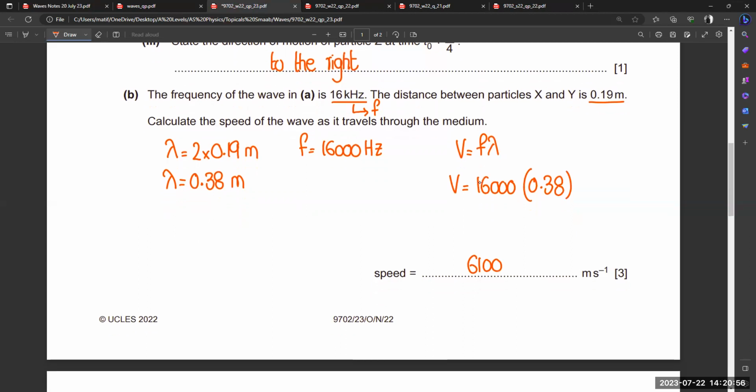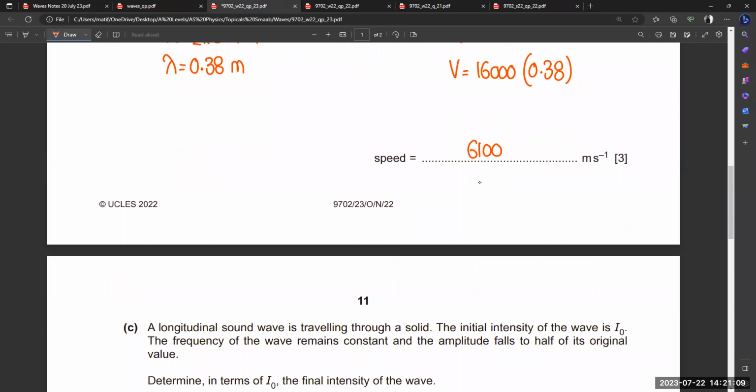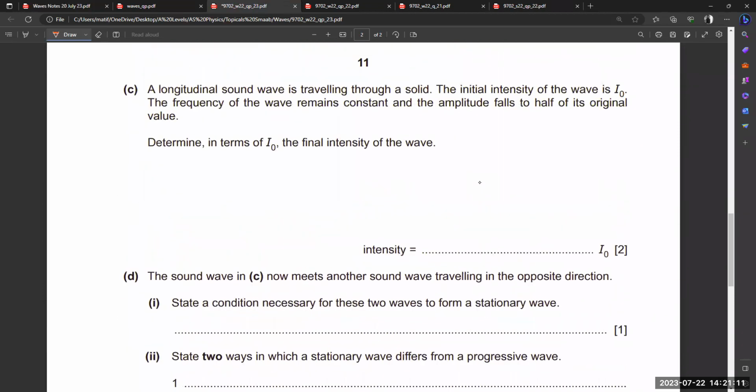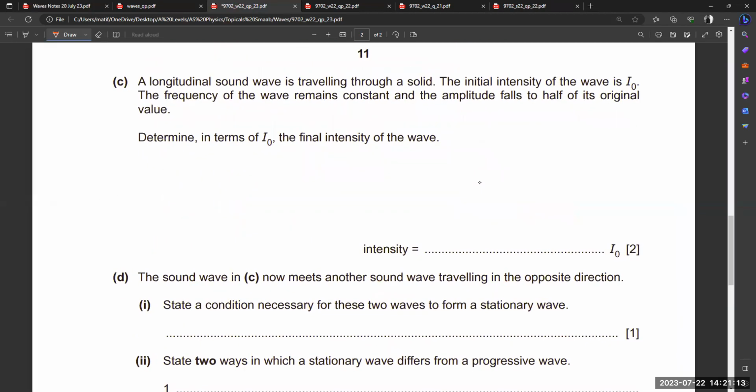Okay, so this is not very difficult. Only there is a trick in this part, that you need to identify the correct wavelength. So that is the only important concept in this question in part B. Otherwise, the remaining question is not a very difficult one. Now part C is related to intensity.